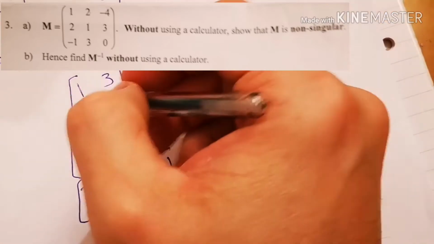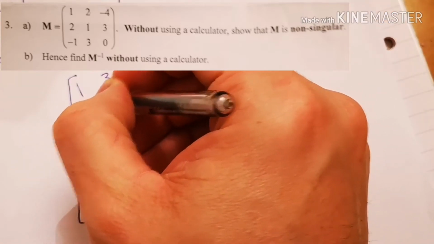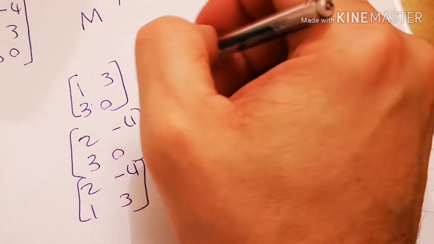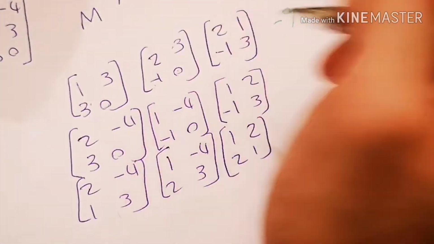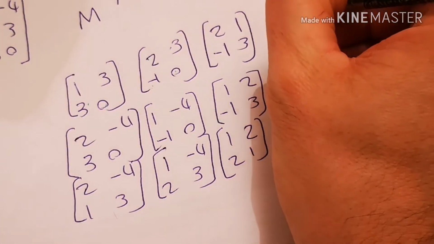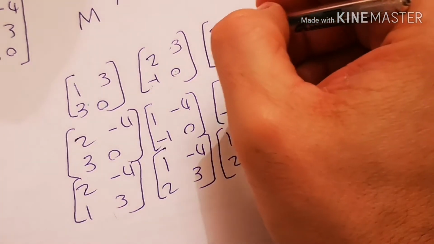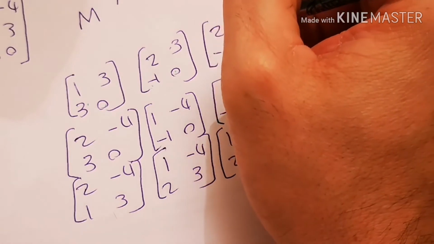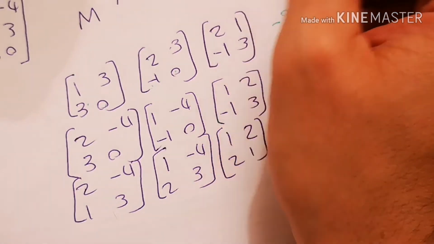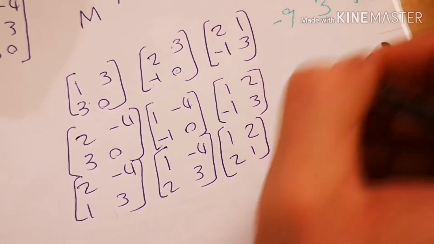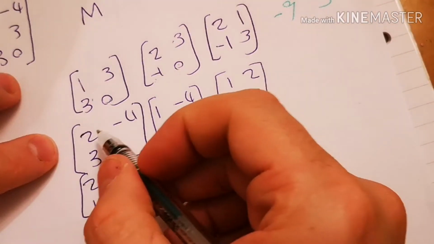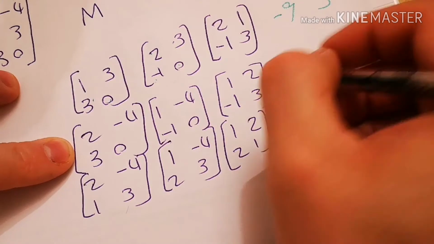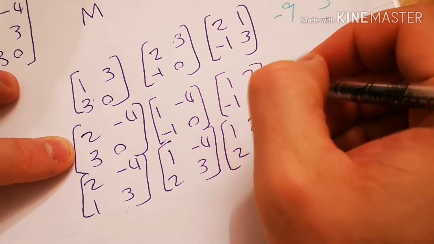I'll do it here. 1 times 0 is 0, 3 times 3 is 9. Sorry, minus, so it's minus 9. Here, 2 times 0 is 0. Minus 1 times 3 is minus 3, but remember we're subtracting it, so actually mine is a positive 3. 2 times 3 is 6. Minus 1 times minus 1 is 1, but I'm subtracting it, so it's 6 plus 1, which is 7. Let's move down: 2 times 0 is 0, and we're subtracting 3 times minus 4, which is minus 12. Remember, we're subtracting it, which actually makes it 12.